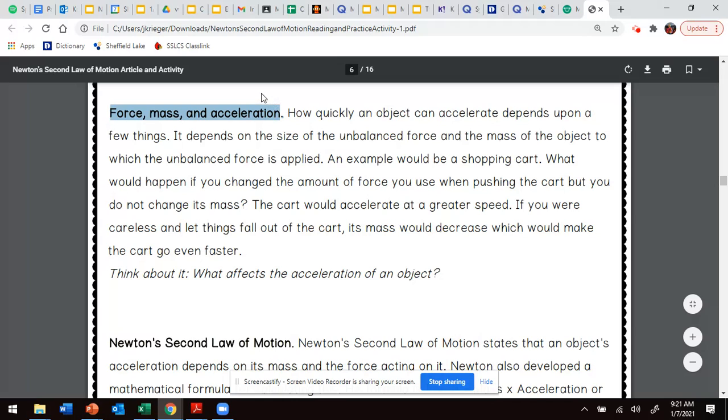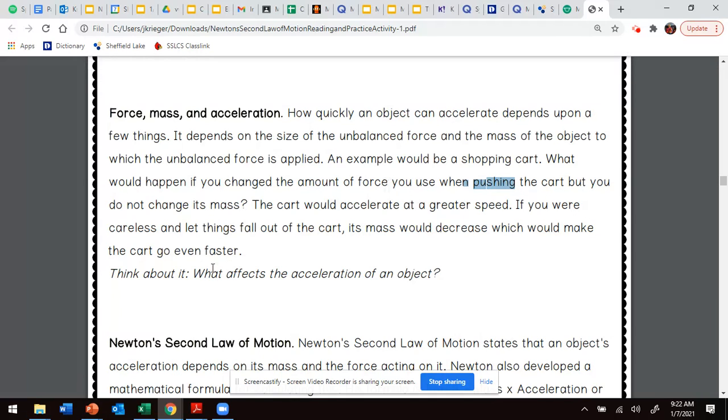How quickly an object can accelerate depends upon a few things. It depends on the size of the unbalanced force and the mass of the object to which that unbalanced force is being applied. An example would be a shopping cart. What would happen if you changed the amount of force? Force is a push or a pull that you are exerting on that shopping cart. When you are moving a shopping cart, you are pushing that cart. That's the force. So if you change the amount of force when you're pushing on the cart, but you're not changing the mass of the cart, what would happen?